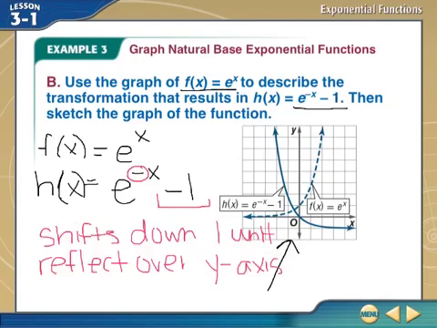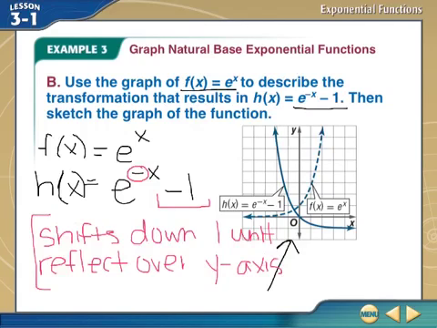It doesn't matter what order you do these in. You can do these operations in whatever order you want. So you could take the original function, f of x, shift it down 1 unit, and then reflect over the y-axis if you wanted to. However you want to do that. It doesn't matter what order. You can do these two transformations in any order that you want.